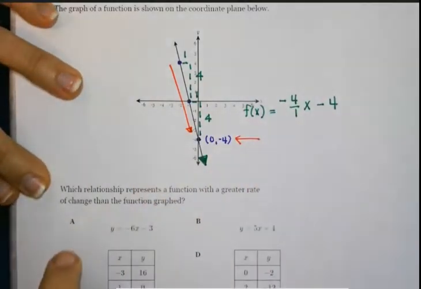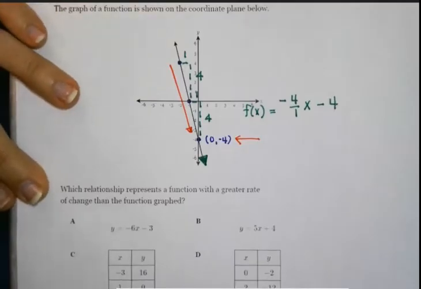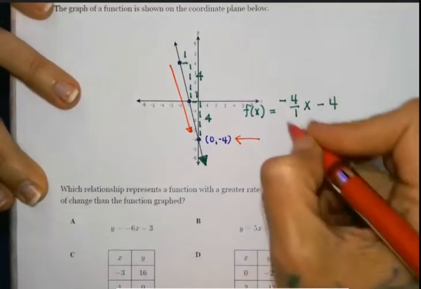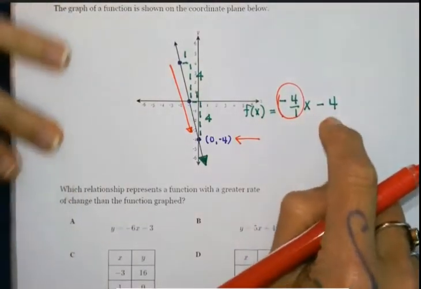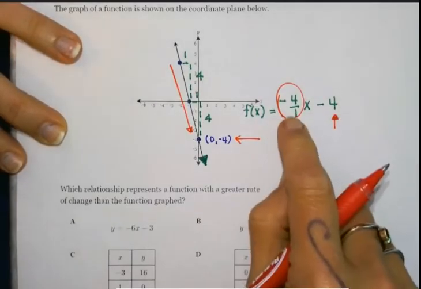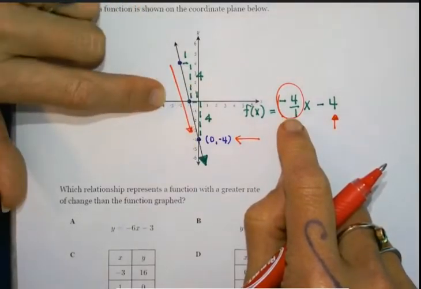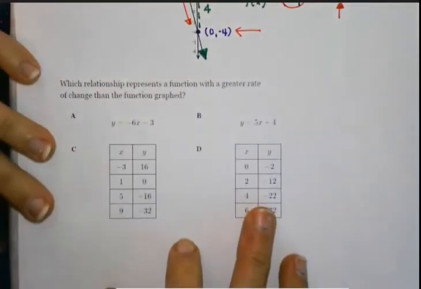Now, this is asking which relationship represents a function with a greater rate of change than the function graphed. Rate of change in this case is that negative 4 over 1. I did not mean to give us one with both negative 4s. This is going to be your starting point. This is going to be our rate of change because that's our steps. So negative 4 is what we're trying to find something that's greater than.